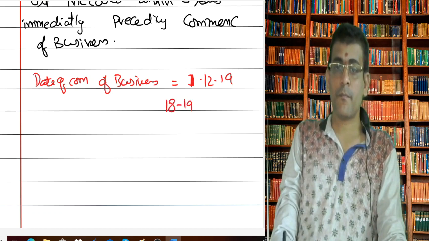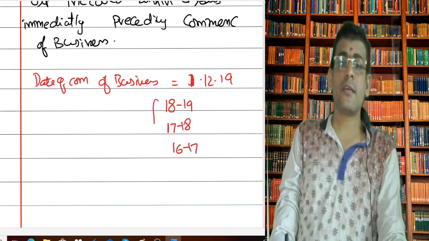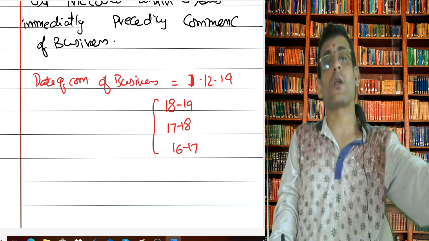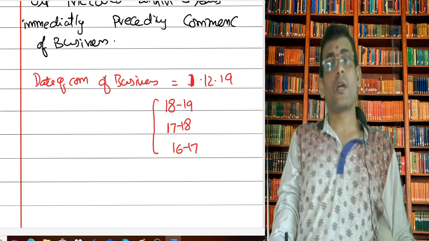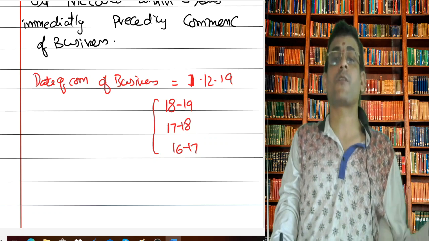18-19 could be one, 17-18 could be one, 16-17 could be one. So ultimately, any sort of expenses incurred in the 3 years before commencement of business, this entire expense you can take as deduction when? In the year 19-20 after commencement of business.